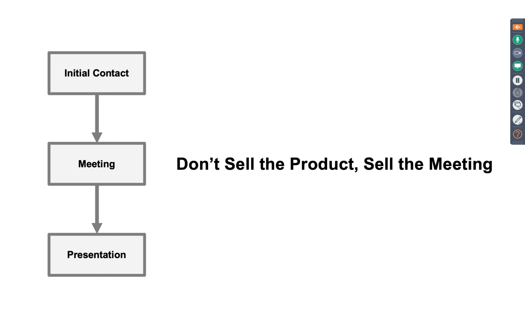If you send an email message that's designed around, this is the product I sell, do you need what I sell, you're skipping both the meeting and the presentation, and you're just selling the product. You can greatly improve the effectiveness of your email prospecting if you focus on selling the meeting instead of selling the product. I'm going to show you some email examples, and I'll show you what that looks like.